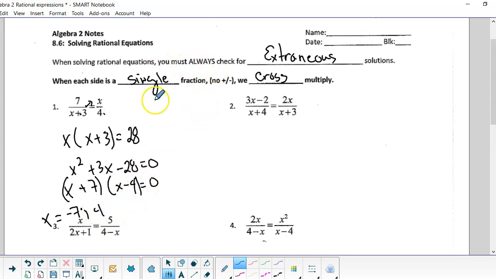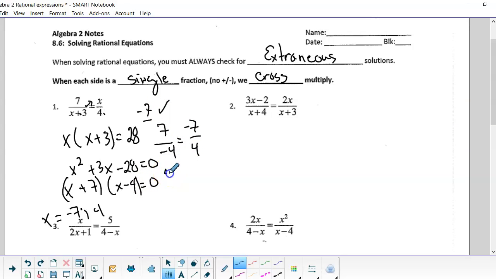Now we need to put these back in and check for extraneous solutions. So let's go ahead and do our check. Let's do our check for negative 7 first. If I put negative 7 into the denominator of the first fraction, it's negative 7 plus 3, which is negative 4. That equals the right-hand side, where I have negative 7 in the numerator over 4, and these are equivalent, so negative 7 checks out.